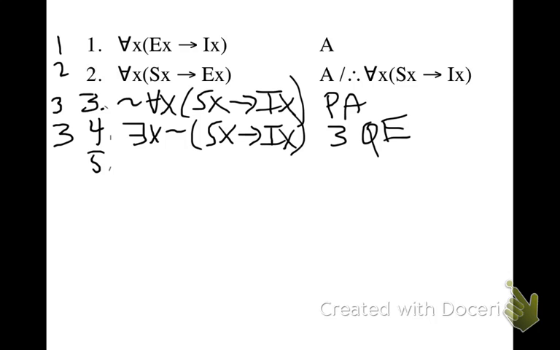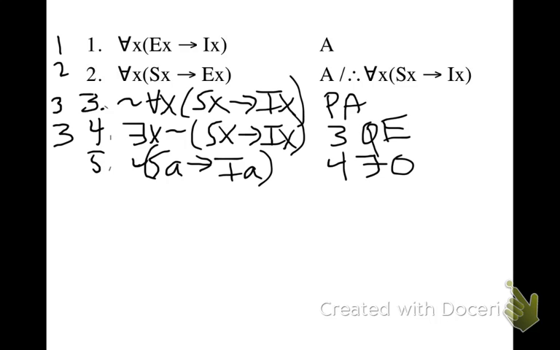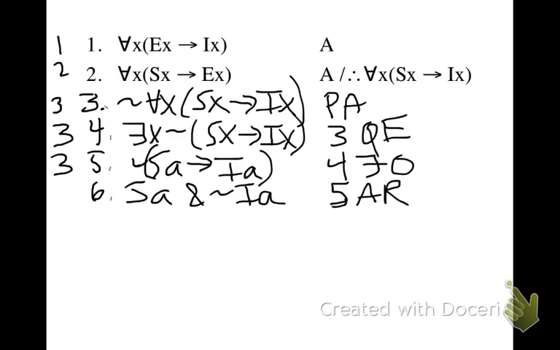Okay, so we're going to instantiate line 4. We'll get: it's false that SA arrow IA. That's by 4 existential out, and that'll depend on 3. And then I'm going to use the rule of arrow to get rid of that negation on the outside. That'll give me SA and not IA, and that's by 5 arrow. That'll depend on 3.